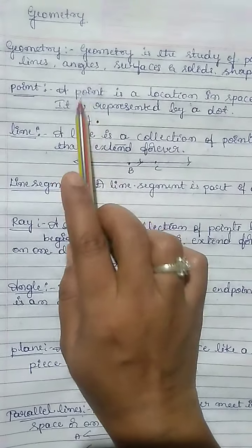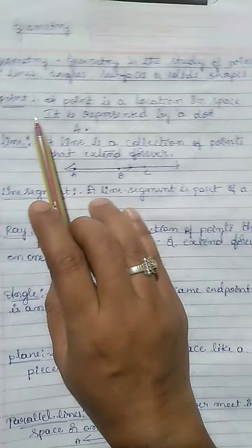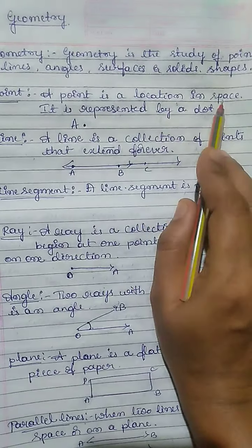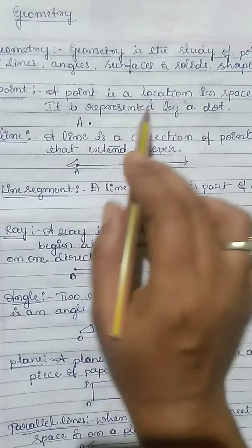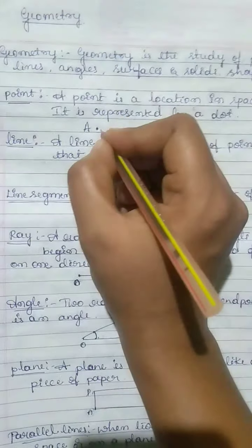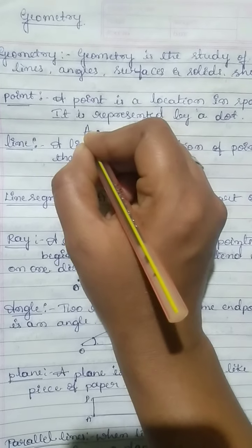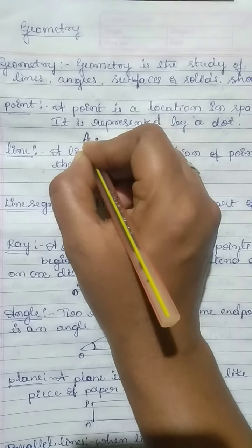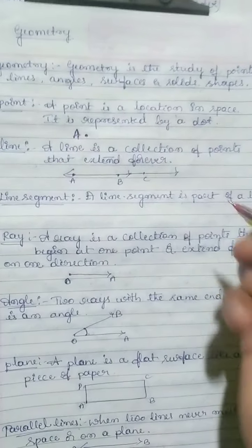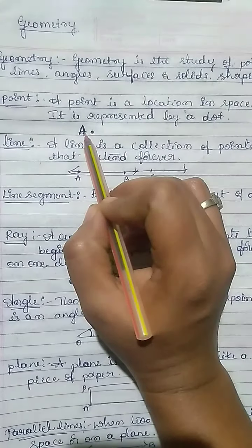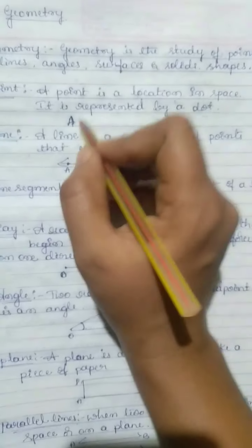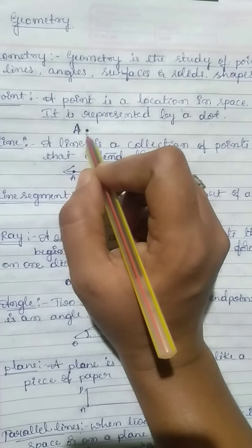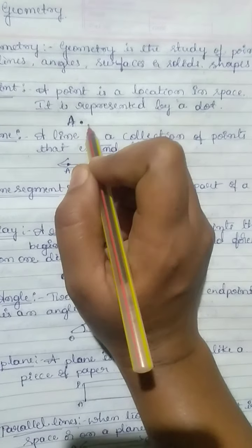Now, first is point. A point is a location in space. It is represented by a dot. See here, this is the dot, and we give it a name. We denote it by any alphabet letter. This is known as a point. A point is a location in space.